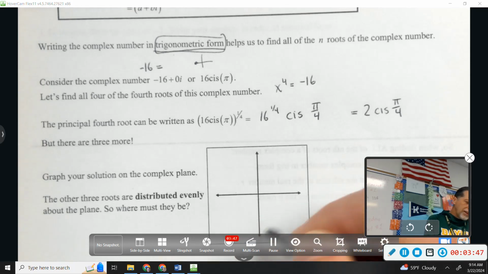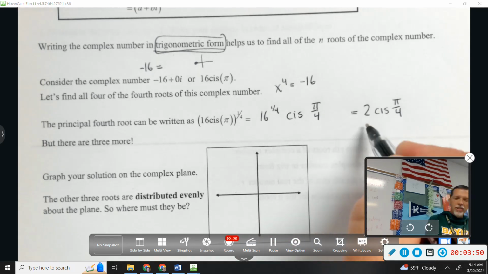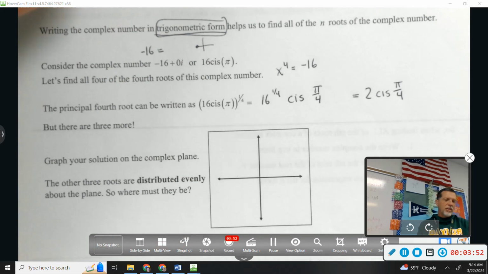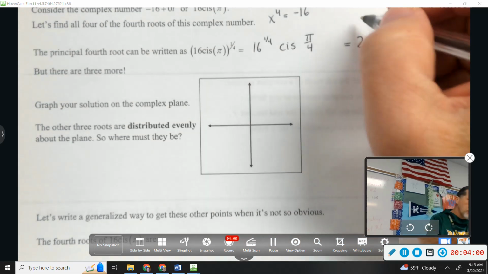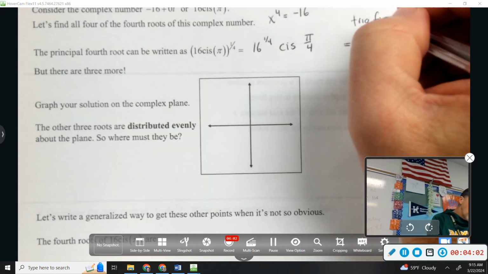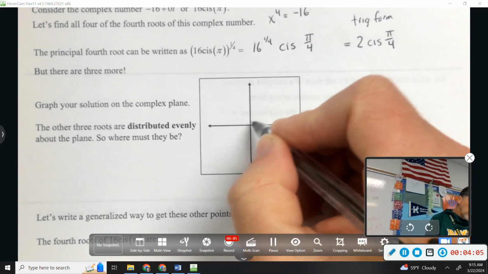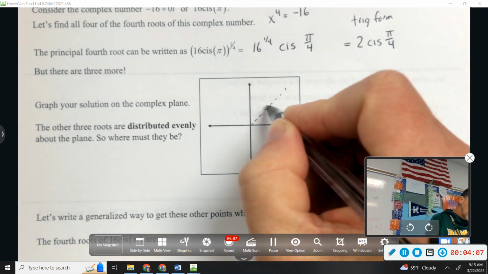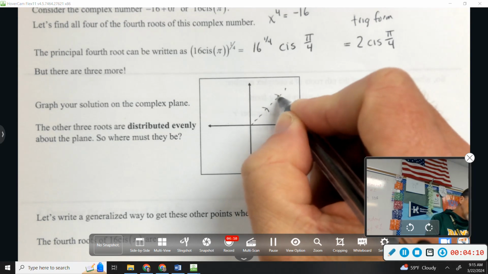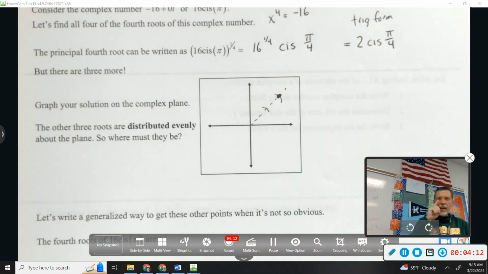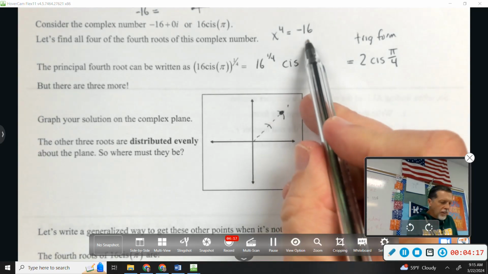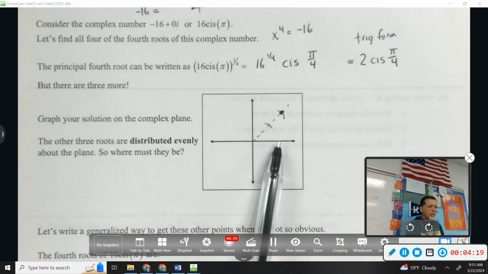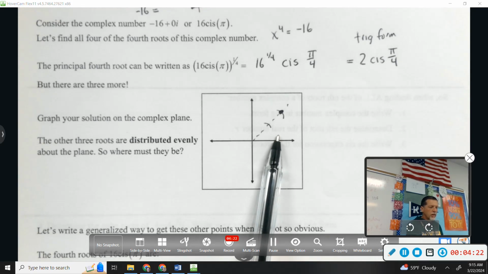We can also write it in standard form rather than trig form, but I think trig form is easier. Like we can convert it if we want to. I think it's going to be easier to visualize what's going on if we keep it in trig form. So we'll rotate to pi over 4, and wherever 2 is, we'll go out 2, and so there's our first answer. To x to the 4th equals negative 16, one of our answers is 2 cis pi over 4.